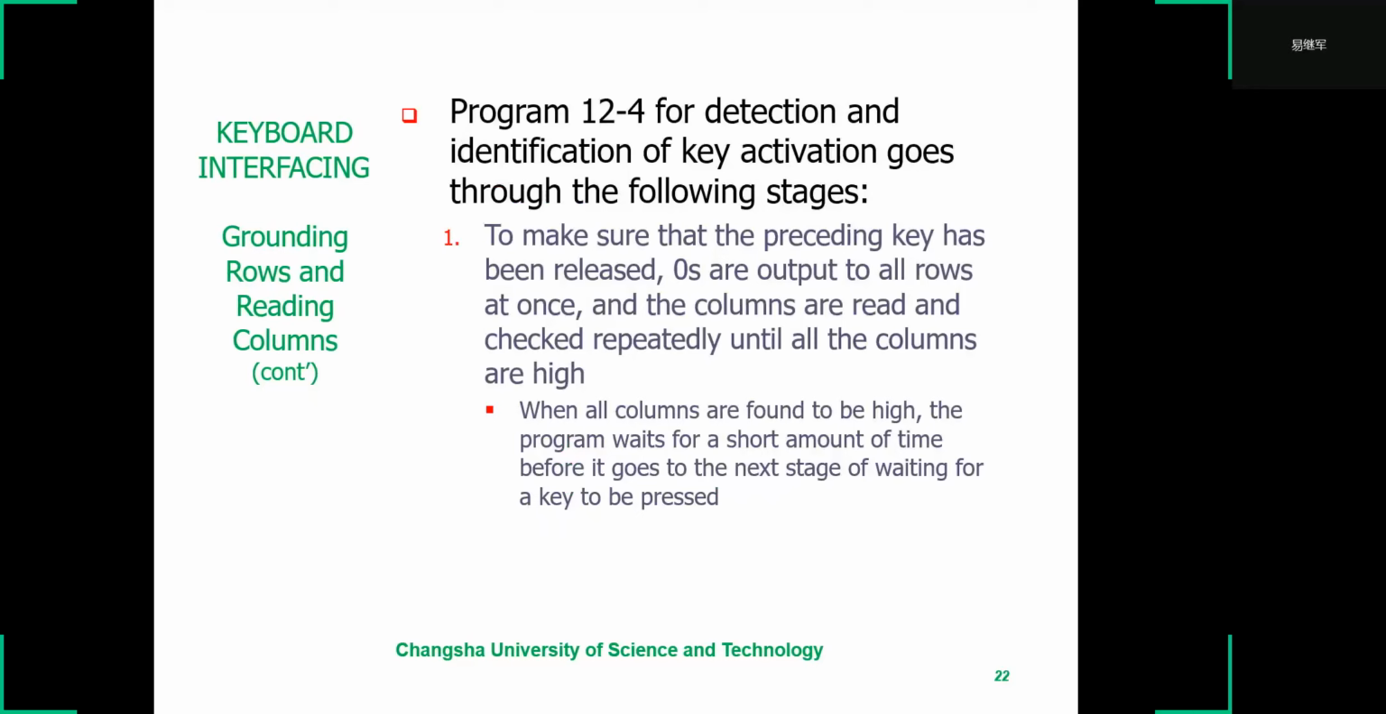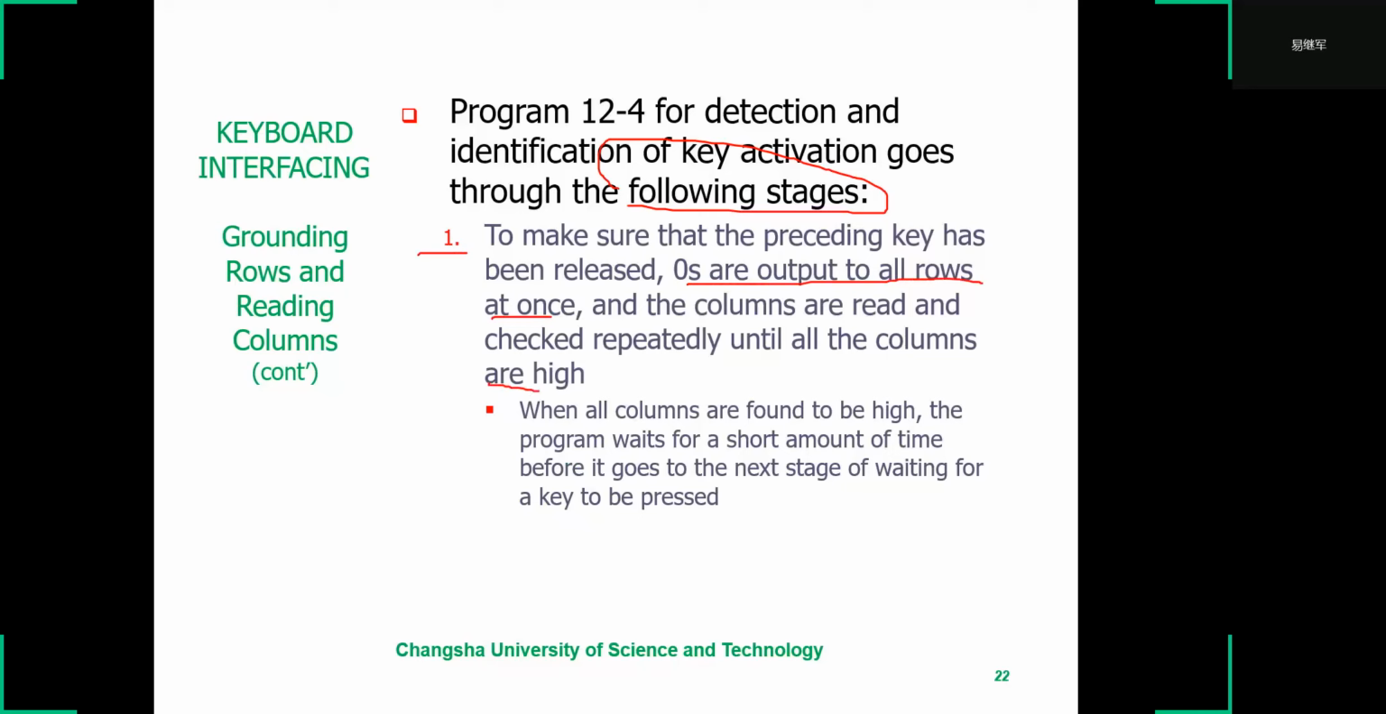For detection and identification of key activation, the following steps, following stages. One, make sure that the preceding key has been released. Zeros are output to all those rows, and the columns are read and checked repeatedly until all the columns are high.